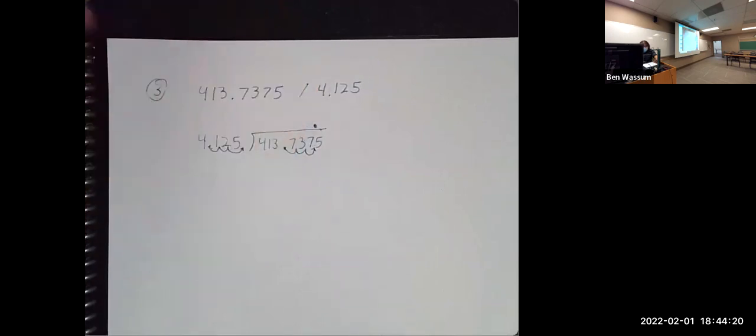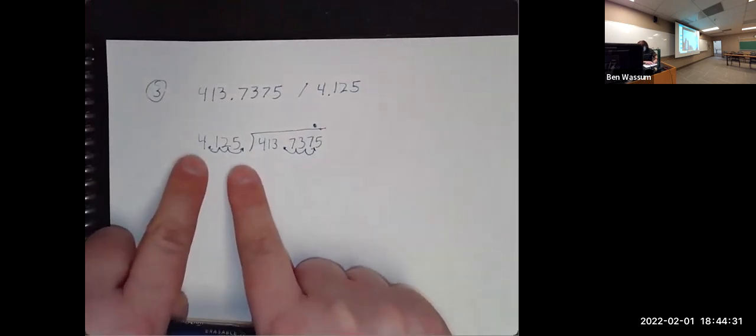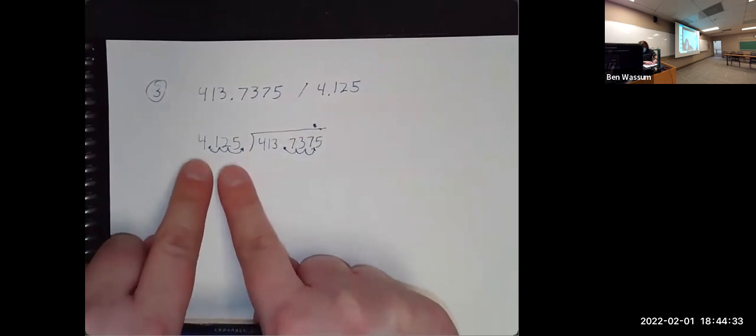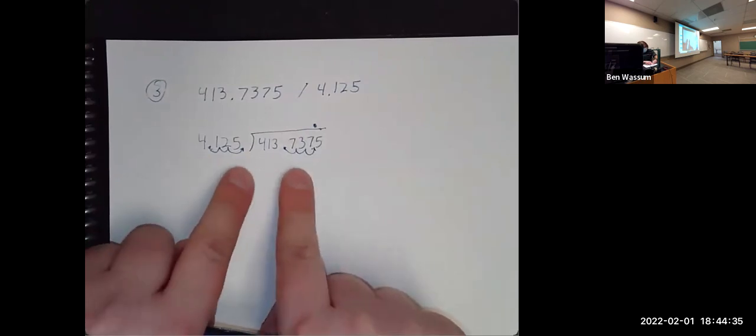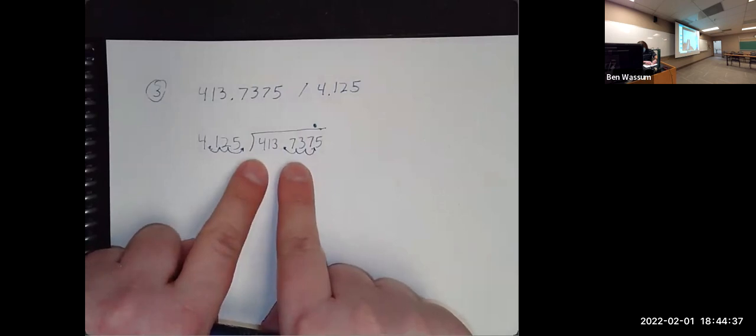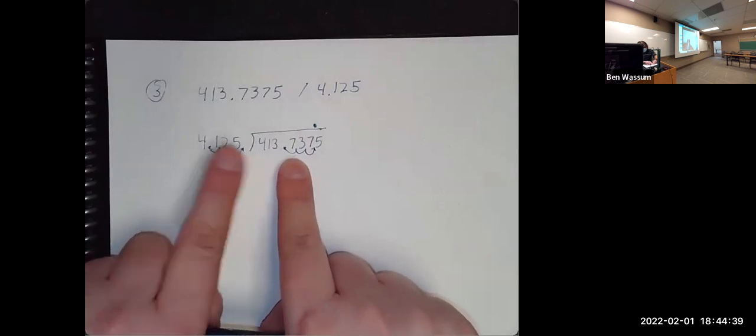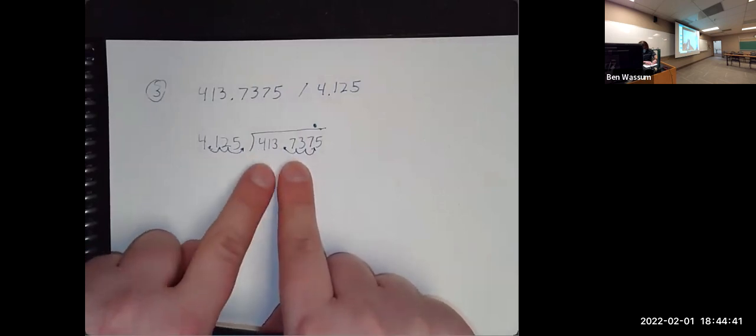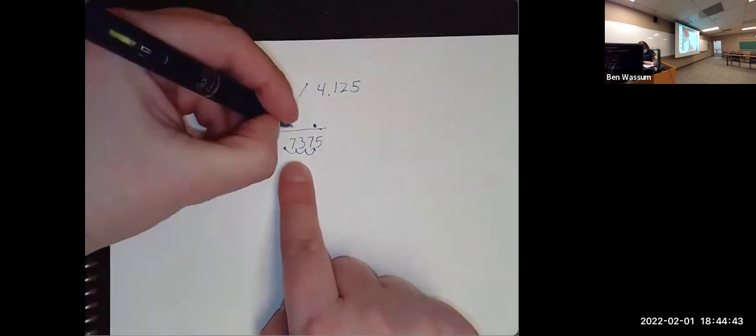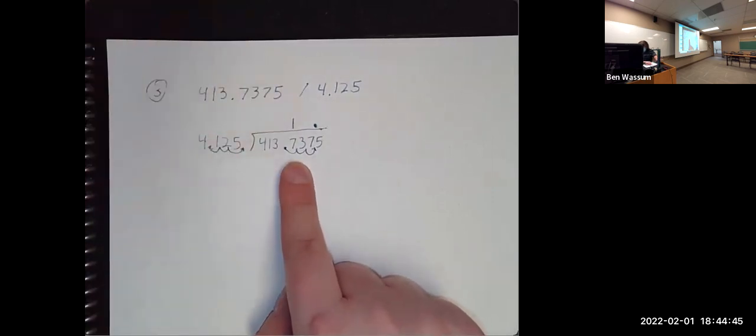So that means our decimal is going to be right there. That's what that accomplished. So we have our 4 digits here, and we have to figure out where this is going to divide in. So we look at the first 4 digits here and say, hey, that actually does go in. 4125 goes into 4137 all of one time, but it works.